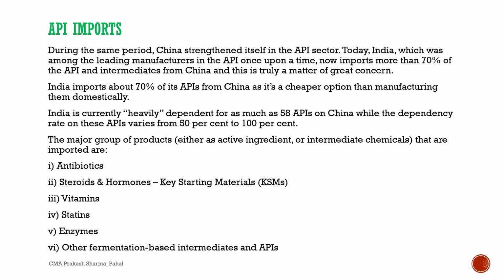API imports. During the same period, China strengthened itself in the API sector. Today, India, which was among the leading manufacturers in the API once upon a time, now imports more than 70% of the API intermediates from China, and this is truly a matter of great concern. India imports from China as it's a cheaper option than manufacturing them domestically. India is currently heavily dependent for as many as 58 APIs on China, while the dependency rate on these APIs varies from 50% to 100%. The major group of products, either as active ingredient or intermediate chemicals, that are imported are antibiotics, steroids, vitamins, statins, enzymes, and other fermentation based intermediates and APIs.